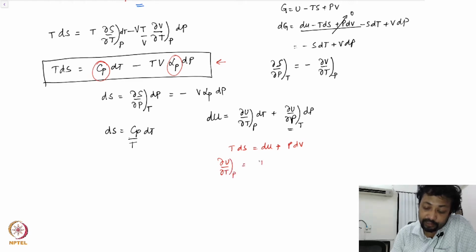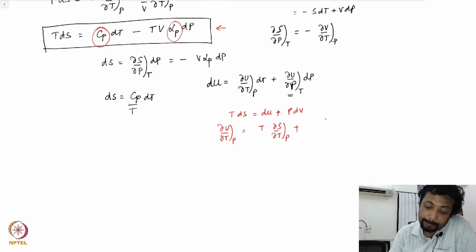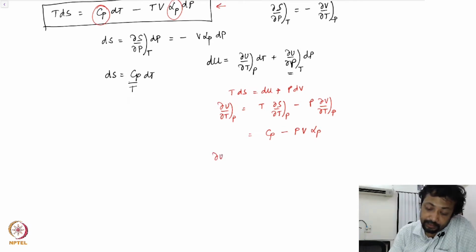Del U del T at constant pressure is T del S del T at constant pressure plus P del V del T at constant pressure. Sorry, it's minus. This goes over here, minus. But T del S del T at constant pressure is Cp, minus P V alpha P. Similarly, del U del P at constant temperature is T del S del P at constant temperature minus P del V del P at constant temperature.